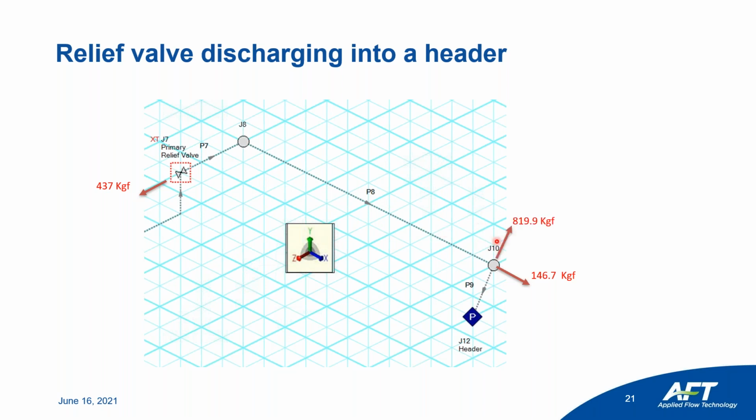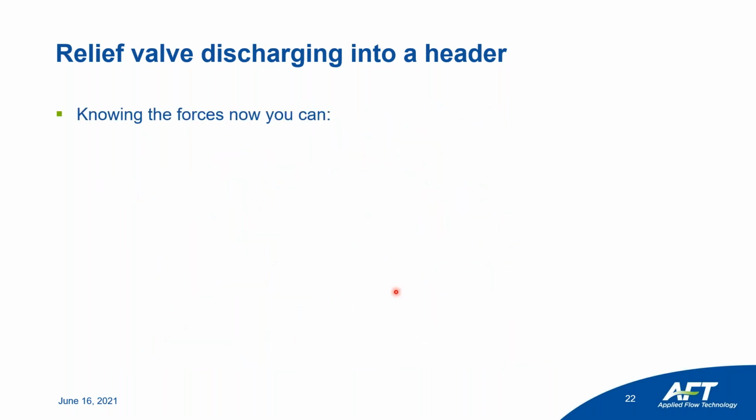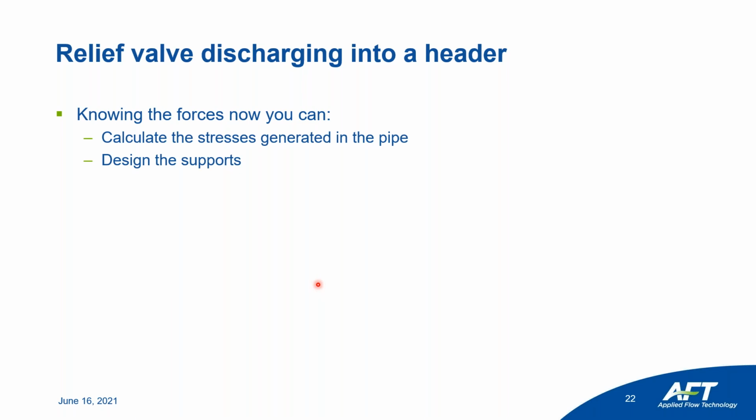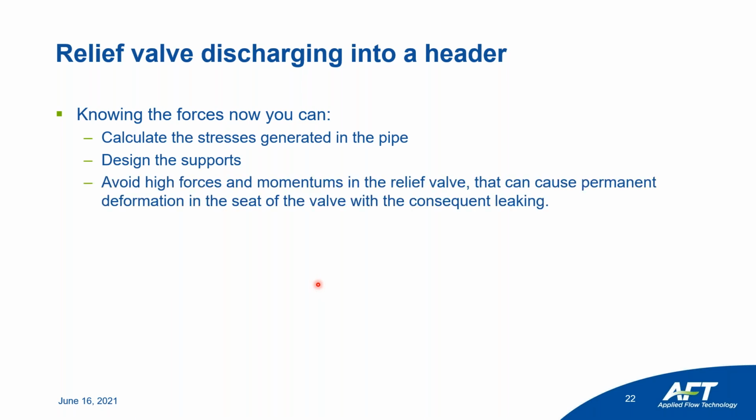And finally, as I said, we have very high forces in the connection, so you might have a high moment created in the connection to the header, and you might want to reduce the forces created because you might exceed B31.1 code stress in the connection. Knowing the forces, now you can calculate the stresses generated in the pipe, design the supports, avoid high forces and moments in the relief valve that can cause permanent deformation in the seat of the valve with the consequent leaking, and find a solution in case there's any problem. Like in this case, we saw high forces. We might want to address that problem before we move on to do the stress calculations.